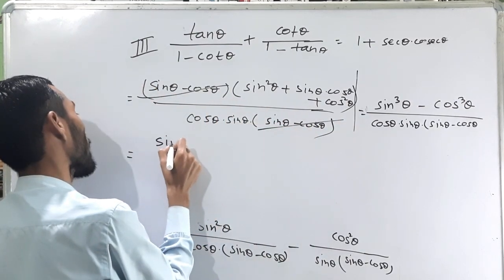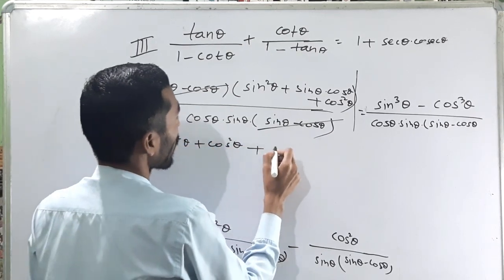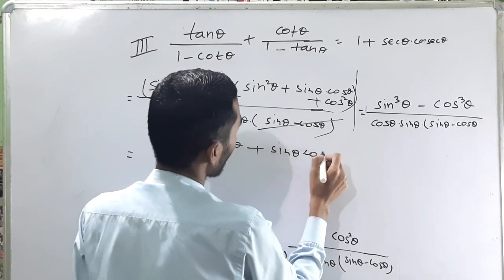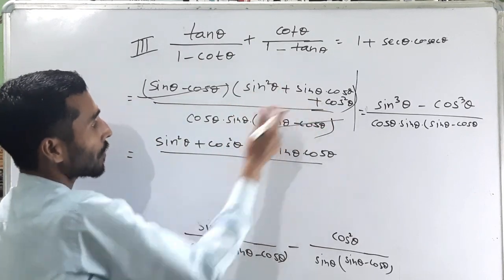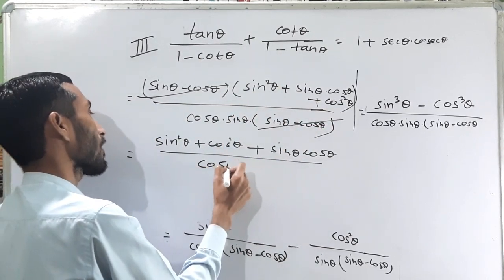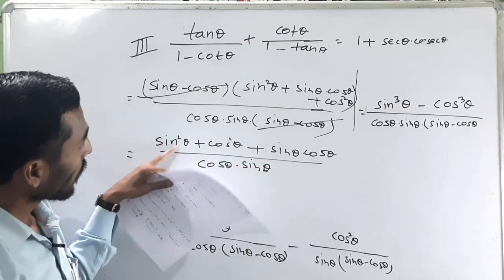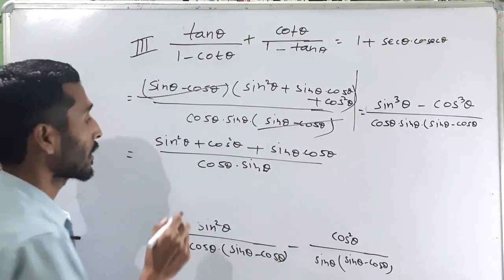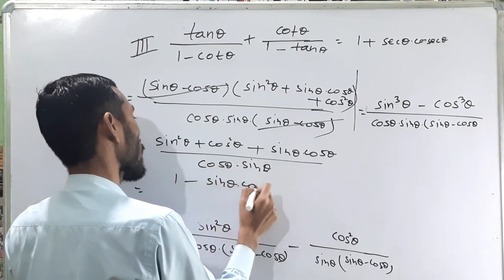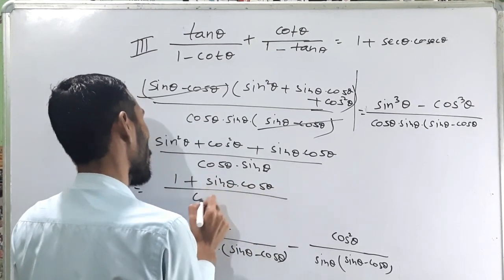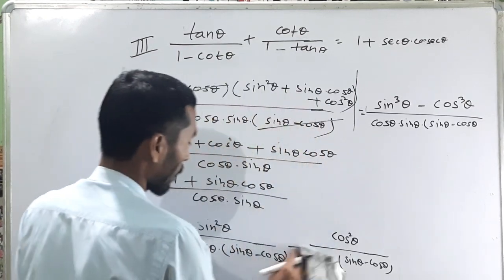After that, we can write sine square theta plus cos square theta plus sine theta into cos theta. Just we have rearranged these terms. After that, sine square theta plus cos square theta equals 1, so we can write here 1 plus sine theta into cos theta by cos theta into sine theta.